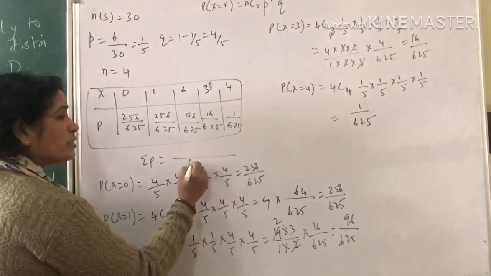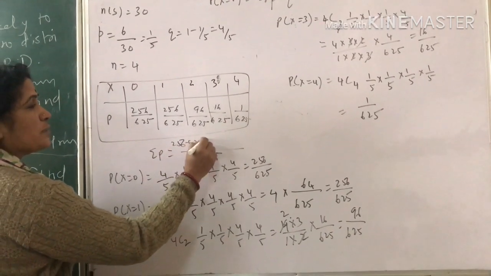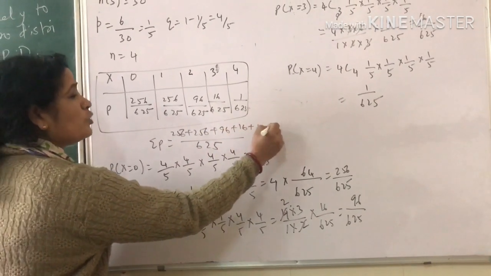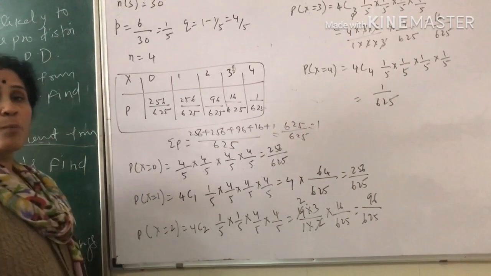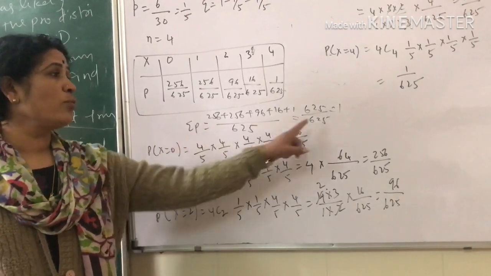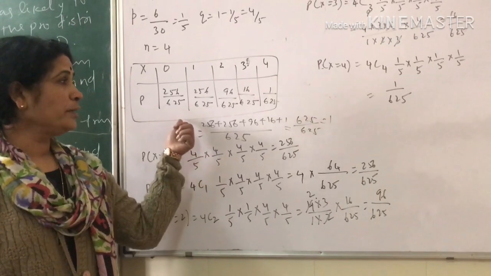Now added, denominator 625 is common. So 256 plus 256 plus 96 plus 16 plus 1, 100% you will get 625 out of 625. That is called probability distribution. If you are not getting summation p equal to 1, that is not a probability distribution. Clear to you?